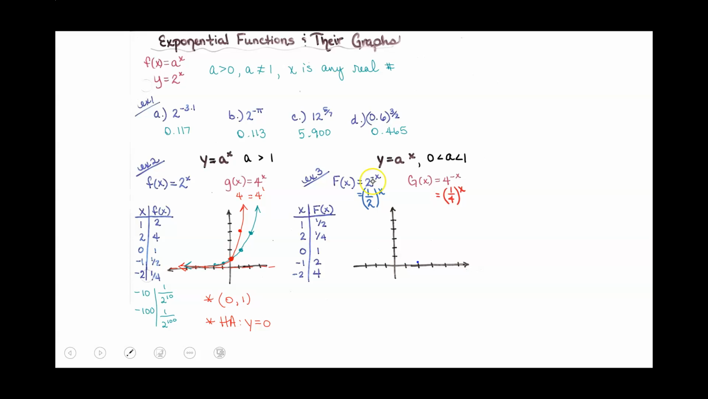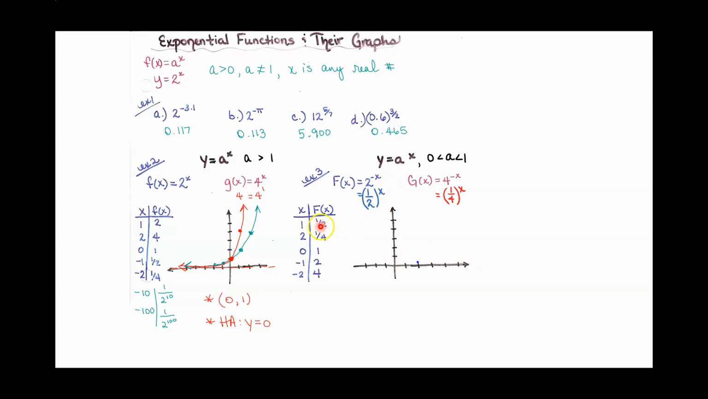All right, if instead of it being 2 to the x, it's 2 to the negative x, or you could think of that as 1/2 to the x, so you can think of your a value being between 0 and 1, or you can think of it as a negative exponent. In either case, that is going to be our decreasing function.